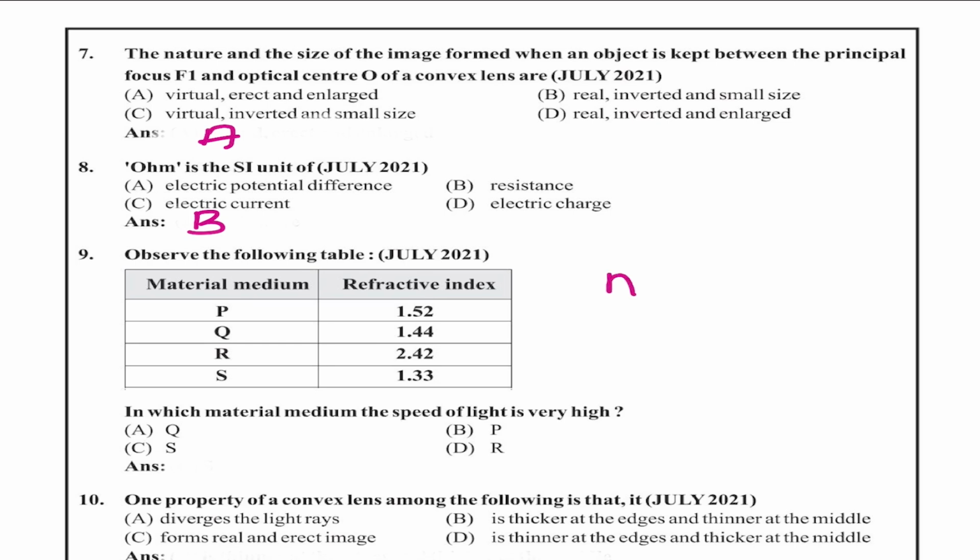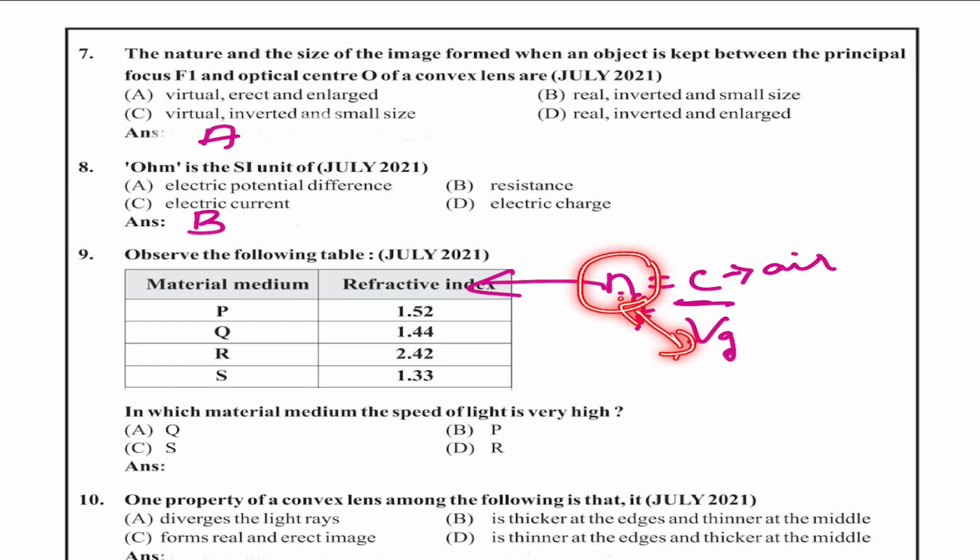So here is the formula. n is equal to c by v, where n is the refractive index and v is the velocity of light in the particular medium. Suppose we are talking about a glass medium refractive index, v will be the velocity of light in the glass medium. What about c? c is the speed of light in air. So, instead of glass, we shall be having P, Q, R or S. That is only for comparison purpose.